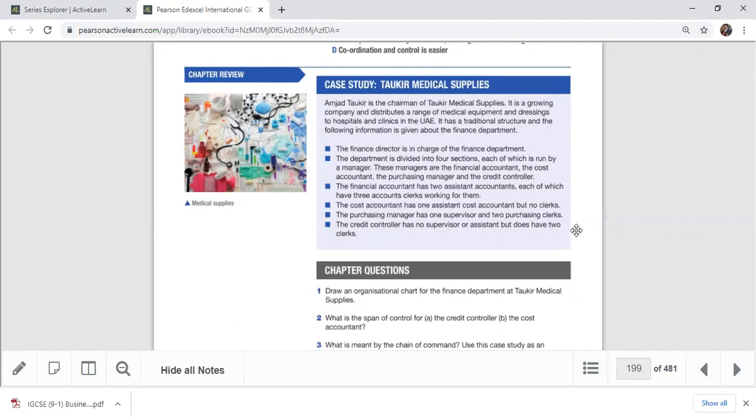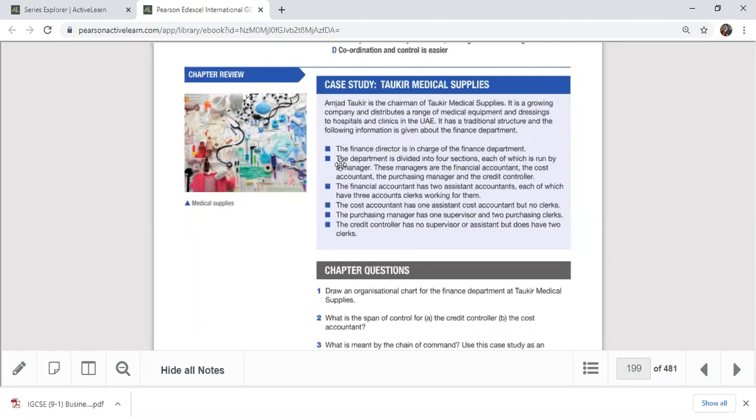Amjad Takir is the chairman of Takir Medical Supplies. It's a growing company and distributes a range of medical equipment and dressings to hospitals and clinics in the UAE, Dubai. It has a traditional structure, and the following information is given only about the finance department. There are other departments, right? Human resource, marketing, operations, IT. This is the finance department, so you can see these points.